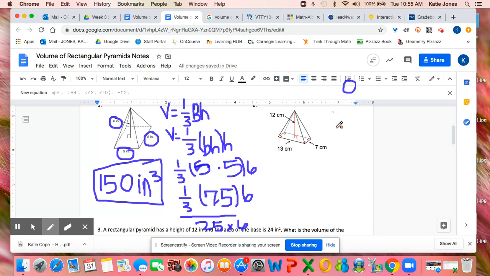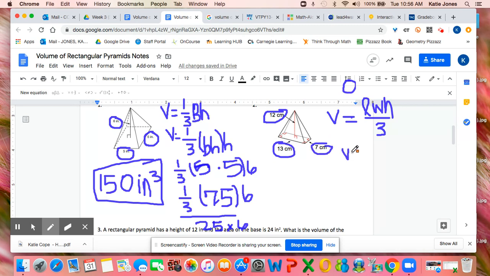So then let's say for this example over here, I use V equals length times width times height divided by 3. So again, since you're multiplying all three of those together, it does not matter the order that you multiply them in. So it doesn't matter if I do 12 first or 13 first or 7 first. It honestly does not make a difference.